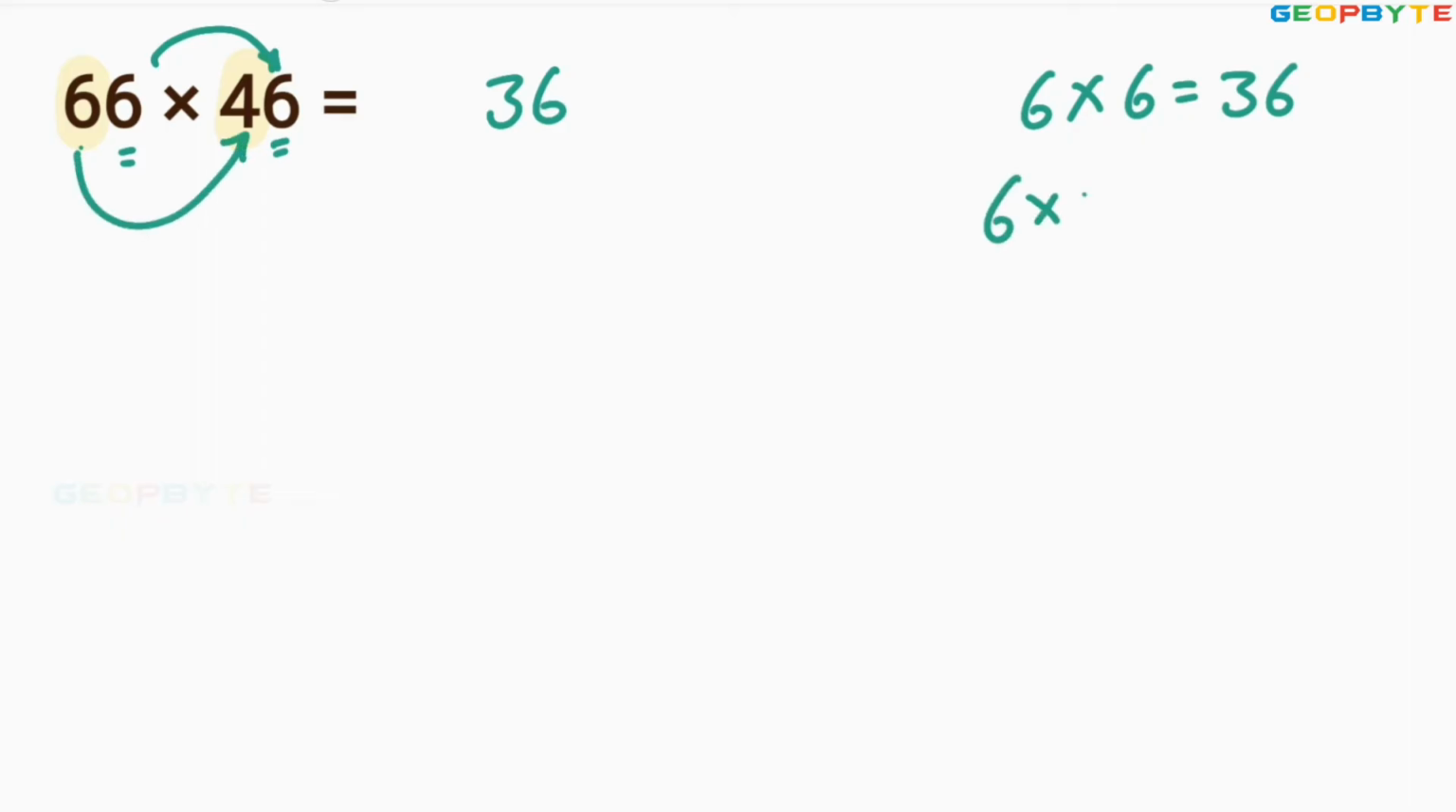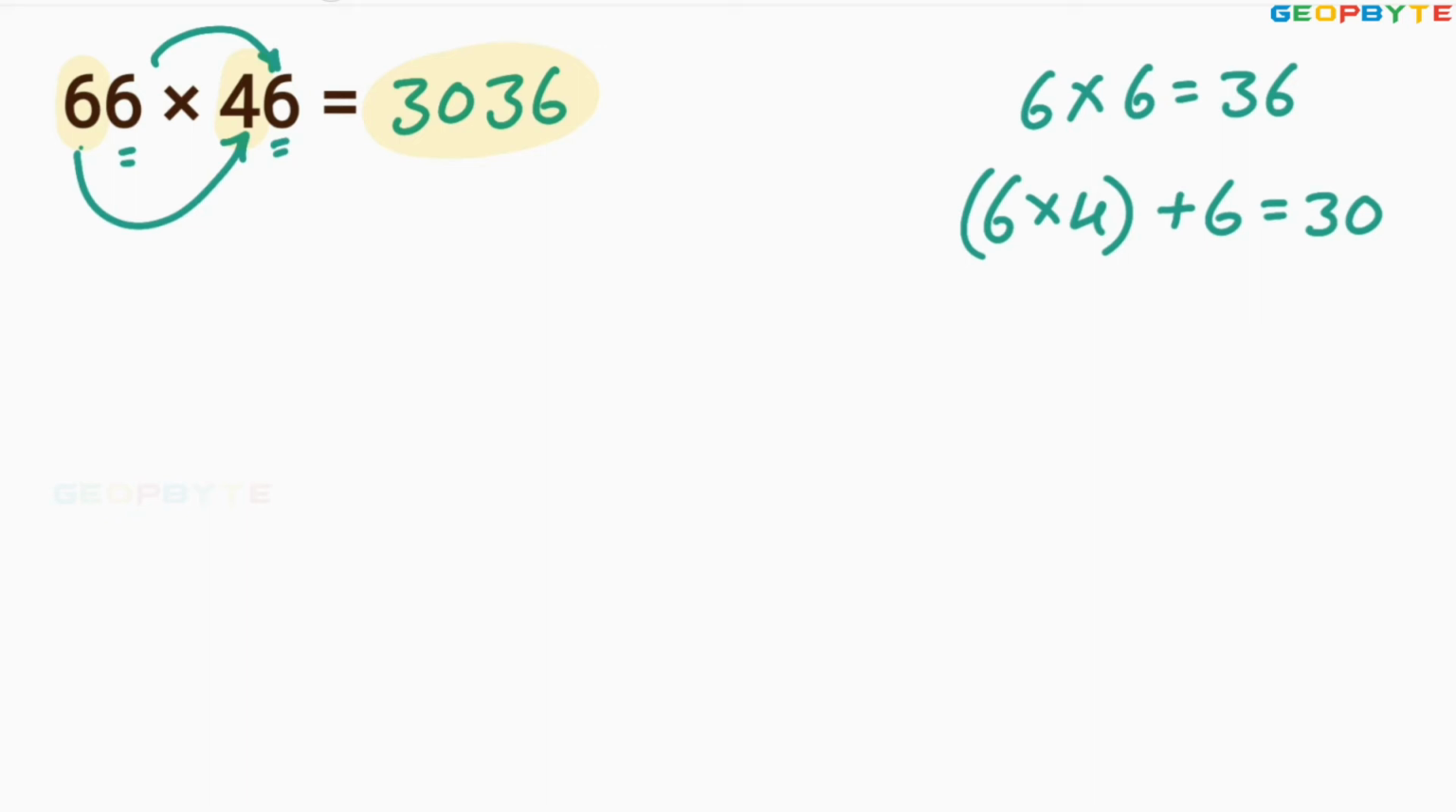Then you multiply the tens place digits, 6 into 4. Then you have to add the common number. The common digit is 6. It is equal to 30. You write that 30 here for getting your answer. So 3036 is the answer for 66 into 46. It is easy, na? Very quickly you can complete it.